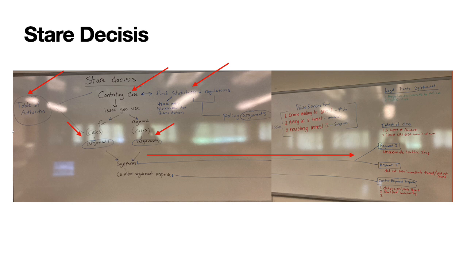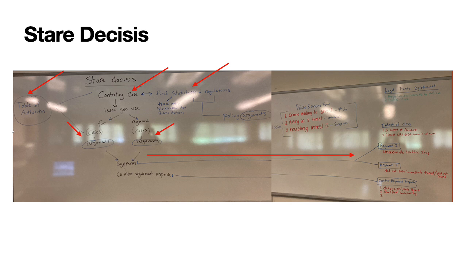Now, in every one of the cases, you're going to see that there's going to be a for, and they're going to provide cases and arguments, and there's going to be an against, and they're going to provide cases and arguments, right? Remember, the arguments come from the cases. And so what you're doing is you're synthesizing. You're taking the pieces you need from those arguments and you're using them for your own argument.